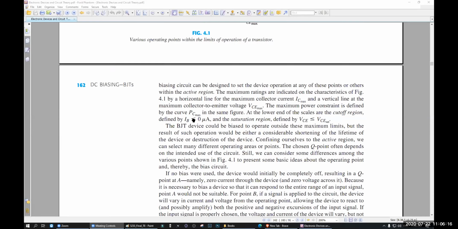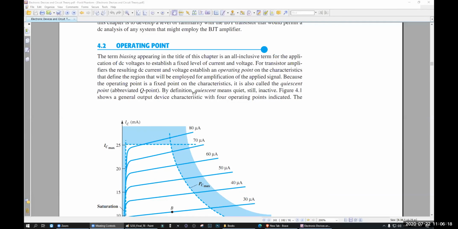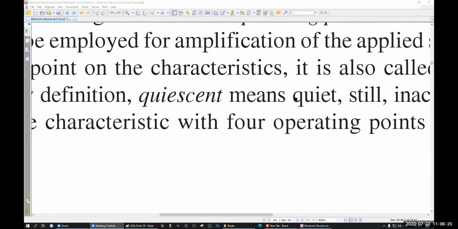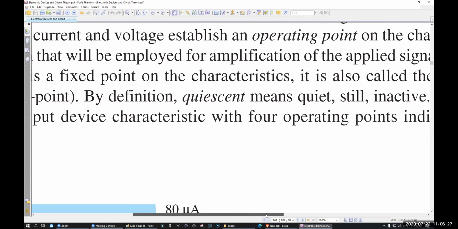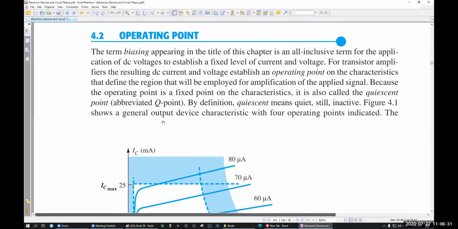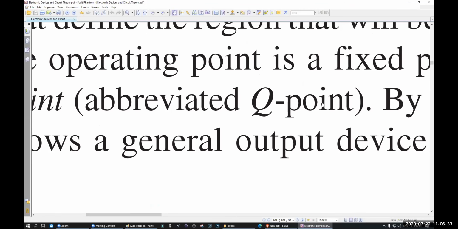Sometimes it is called the quiescent point. Quiescent means quiet, still, inactive. It is abbreviated as Q point. Q point means your operating point.